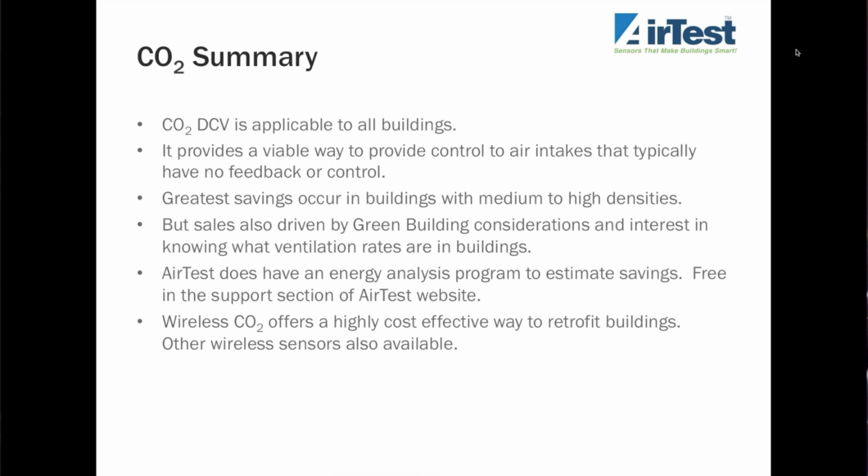And so I think the other point here is that if you have existing buildings you're working on, you should consider the wireless CO2 and other wireless sensors because it offers a highly cost-effective way of doing retrofit.